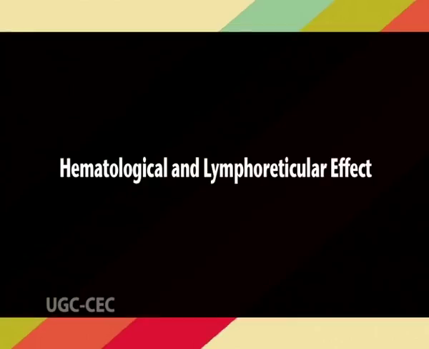Seventh, hematological and lymphoreticular effects. Hematological effects are one of the syndromes seen after acute doses to bone marrow. The magnitude of effect on hematopoiesis is dependent on the total dose absorbed regardless of the route of exposure.